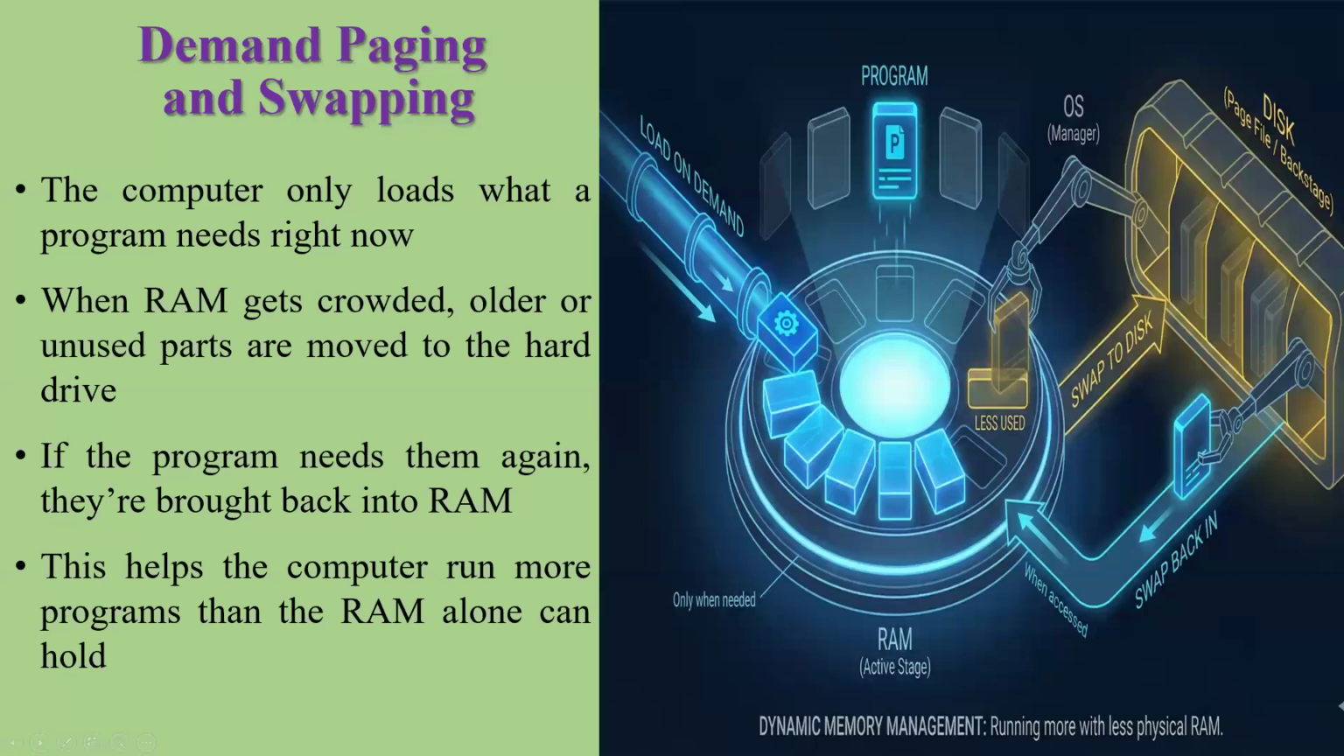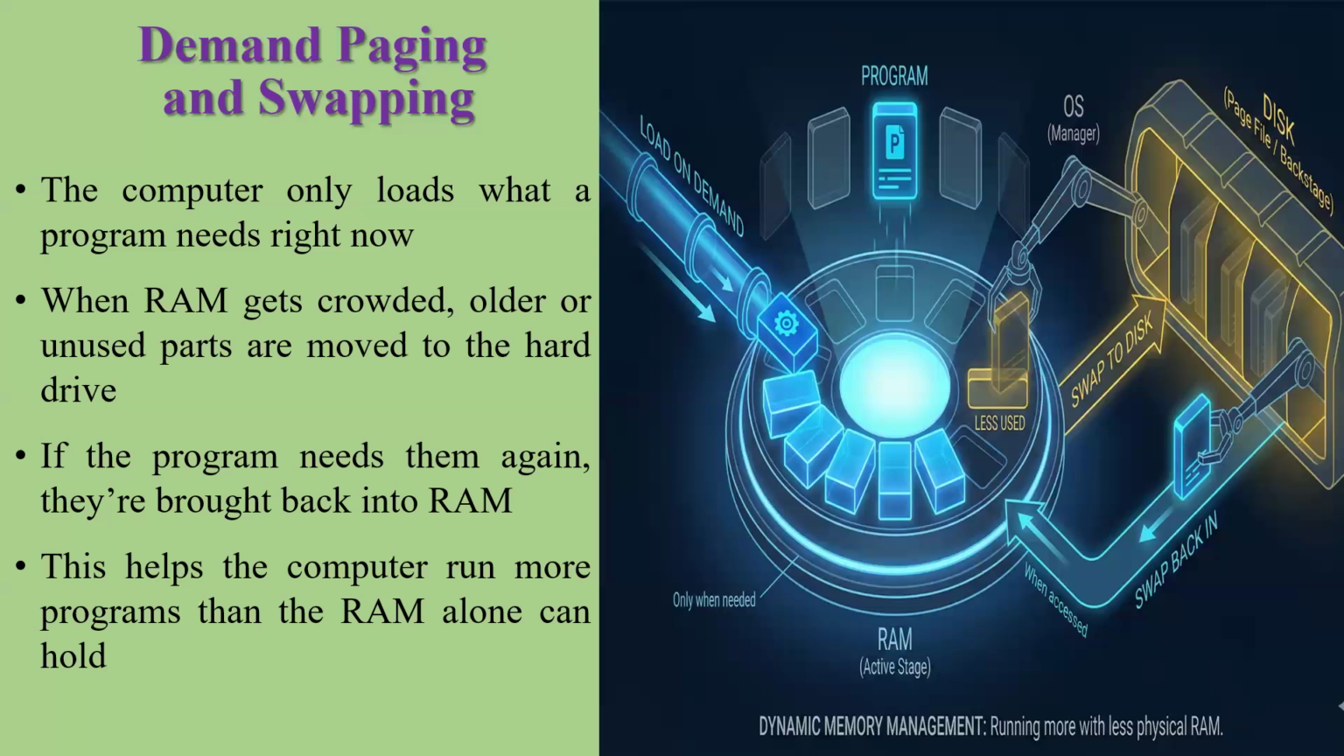Now let us try to understand the important concepts like demand paging and swapping, which is kind of a minimalist philosophy that one should know. Let us think of a Netflix movie, an OTT platform. It does not download the full film at once. It streams only what you watch, and computers do the same thing. It loads into RAM only what is needed now. It pushes inactive parts to the disk. It brings them back when needed.